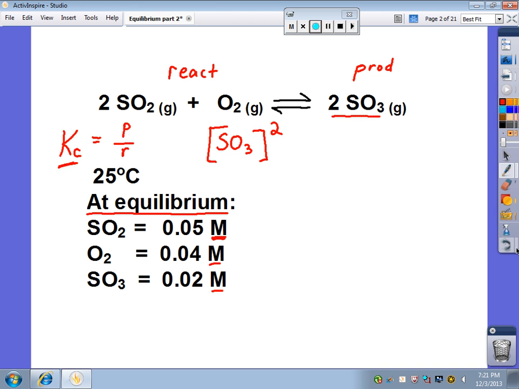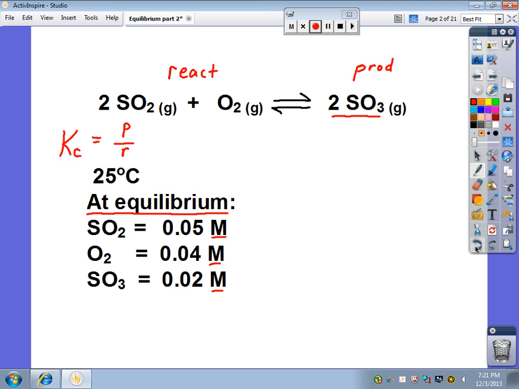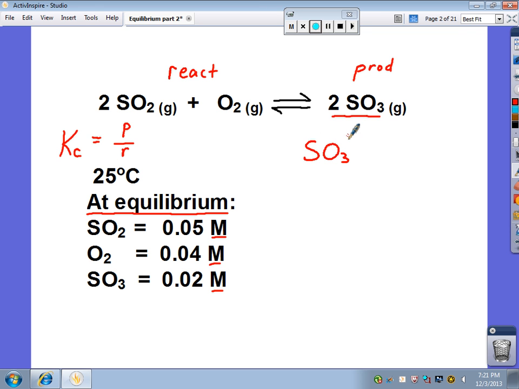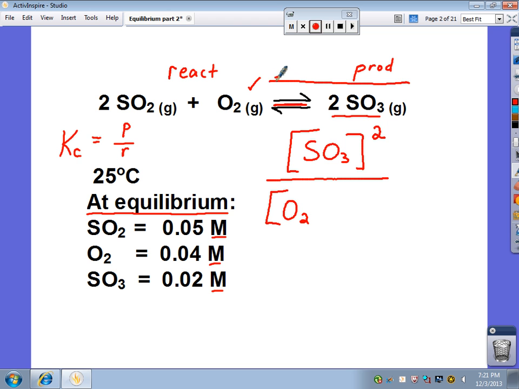Actually, I'm going to move this over and put it over here so we have some more room to do our math. So I'm going to write SO3 with brackets signifying I have molarity. And I'm going to square it. Remember that exponent? The coefficient became an exponent. Now, my line is just like my arrows here. And I'm going to use oxygen first. It doesn't matter, but since you're going in order from products to the reactants, you might as well use this order. That's O2 in brackets. I'm going to multiply them together and have SO2, sulfur dioxide, squared.